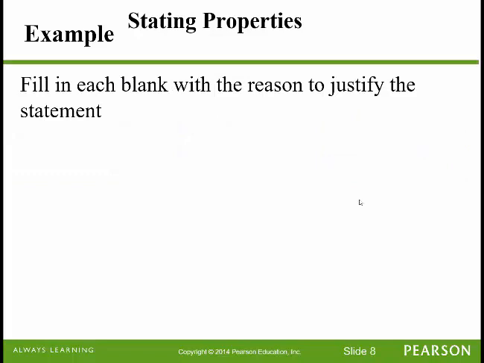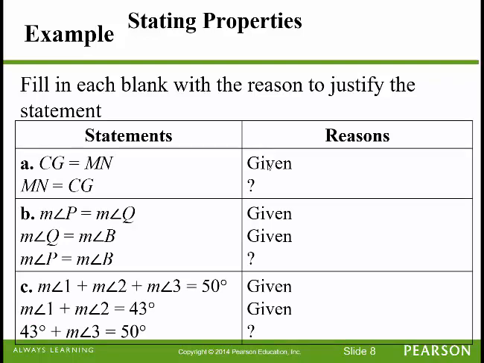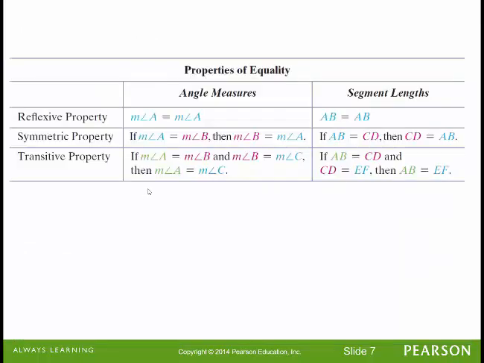All right, I'm going to give an example here. All right, so let's fill in each blank with the reason to justify the statement. All right, so I have this statement. CG is equal to MN. Well, MN is equal to CG. Well, that statement is just the symmetric property of equality. If I go back, that's just this part right here. Measure of angle A is equal to measure of angle B. Measure of angle B is equal to measure of angle A, or the flip with the segments. They work both ways.